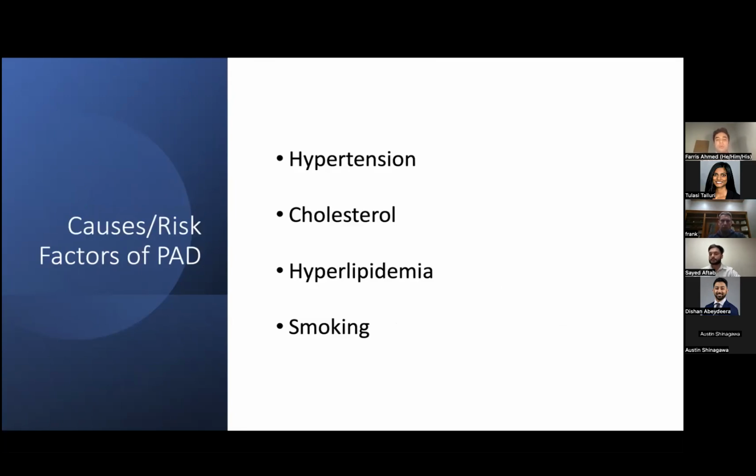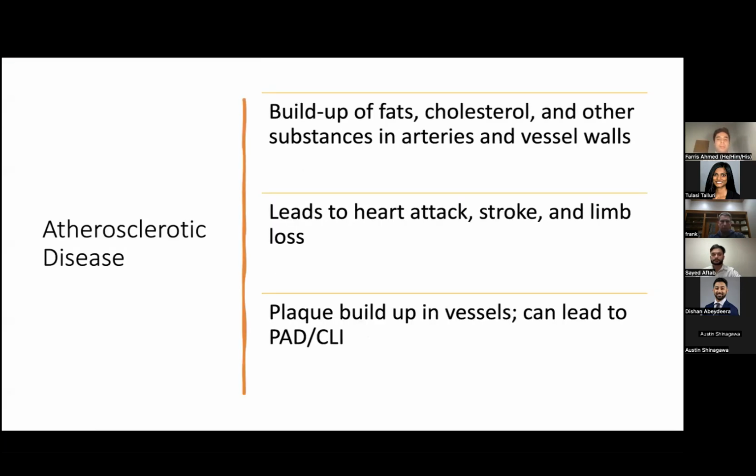Big four causes for PAD: hypertension, cholesterol, hyperlipidemia, and smoking. So it's very imperative to control these disease processes to prevent PAD. And just stepping back, talking about atherosclerotic disease as a whole, this is the buildup of fat, of plaque in the vessels and arteries, not just in the lower extremities but throughout the body. This can lead to heart attack if it particularly affects the heart, stroke if it's affecting vessels in the brain, and limb loss if it's a result of peripheral arterial disease or chronic limb ischemia, which we'll discuss. So limb loss is one of the worst outcomes for PAD.